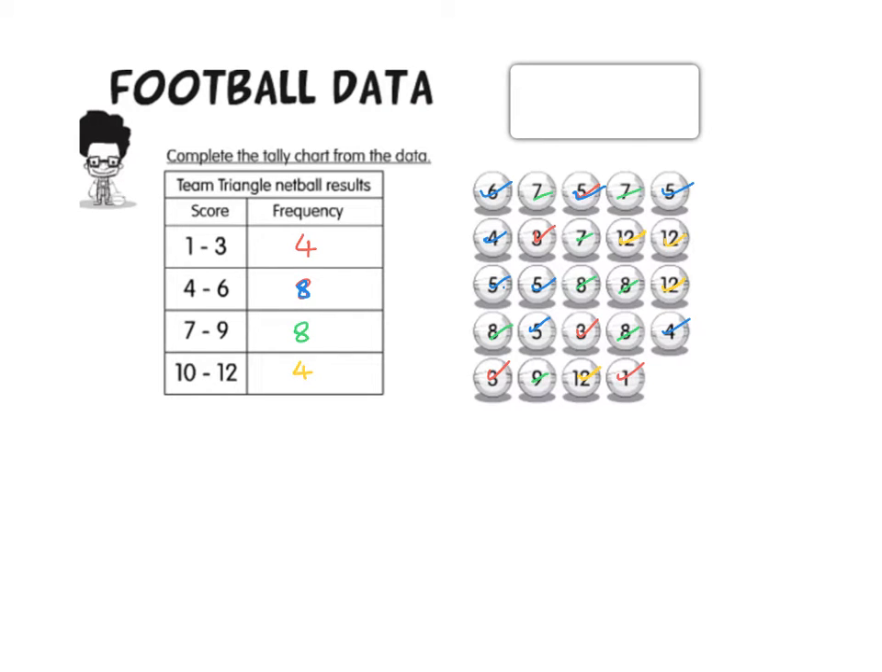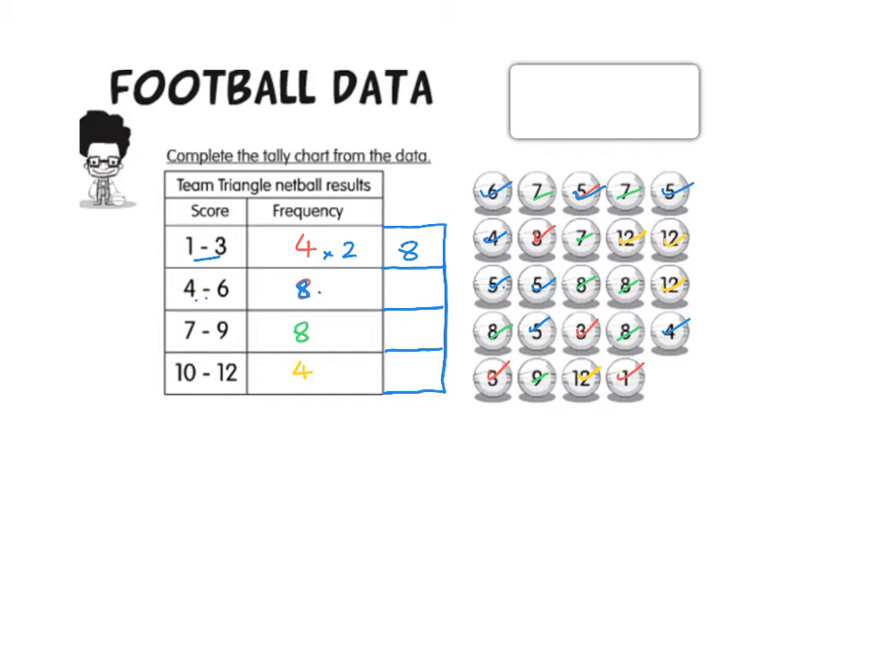So now we go back to the chart, and we've got to create a total number of goals over here. So we know that between 1 and 3 goals were scored 4 times. So we need to multiply by the midpoint of 1 and 3, which is 2, isn't it? Halfway between 1 and 3 is 2, so that gives me an 8.